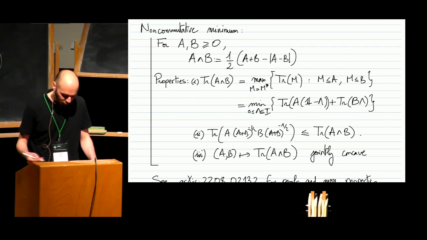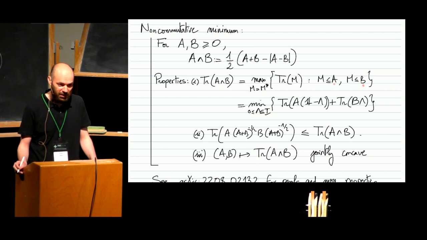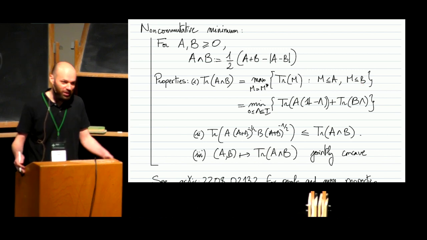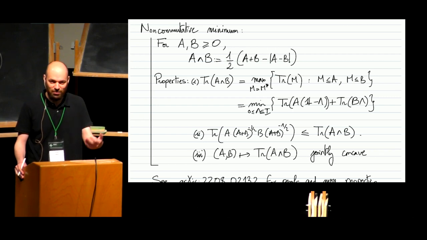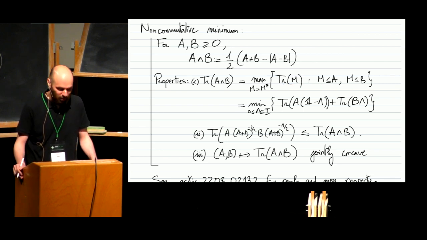It has a few nice properties of what you would expect of a minimum. In particular, it has this interpretation: if you take the trace of A minimum B, it achieves the following. Take any Hermitian operator M, not necessarily positive, that is smaller than A and smaller than B. Of course, there are many such operators, but you want the best one, the one which maximizes the trace. It turns out that this operator satisfies this property and achieves the maximum trace.